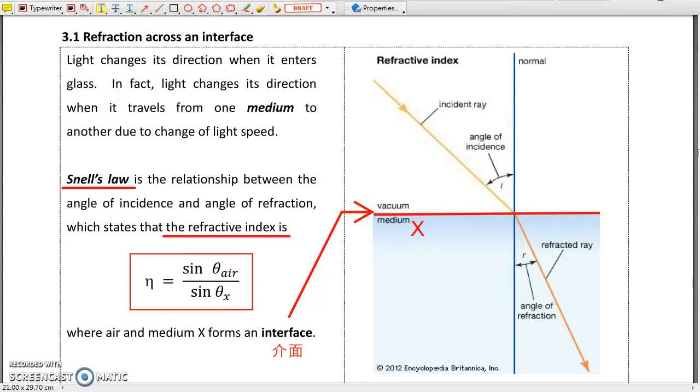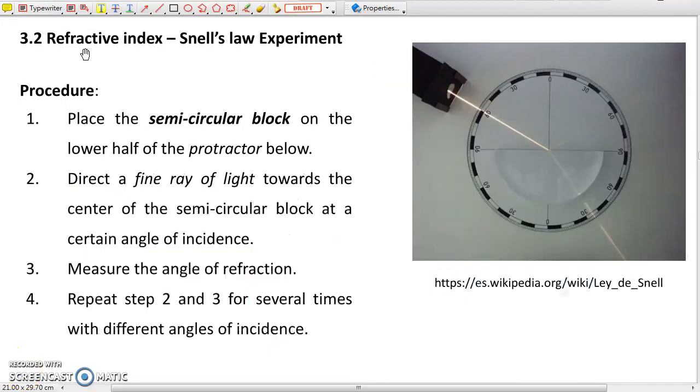So, how can we verify Snell's law? That is, to show that Snell's law is correct, we have to do an experiment. 3.2 Refractive index: Snell's law experiment. Similar to the last experiment on reflection, you will also be given a worksheet in the next lesson. The experiment is straightforward, just like last time.